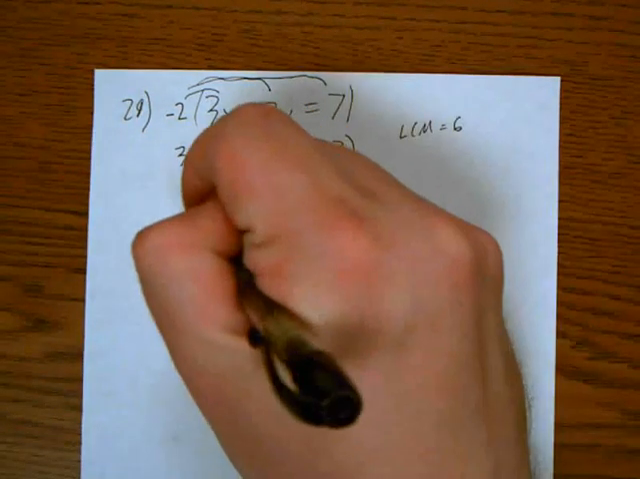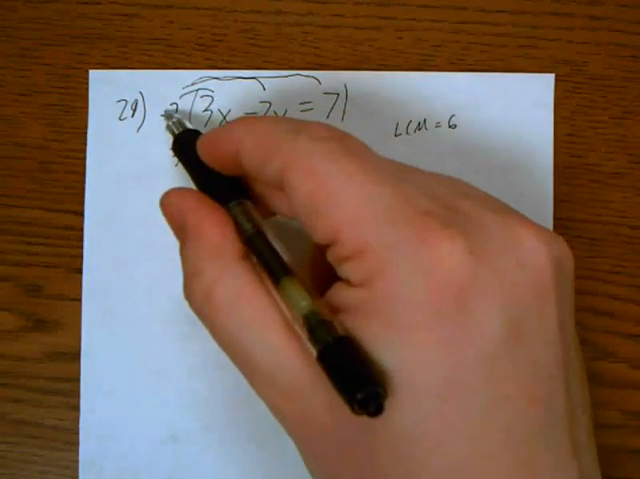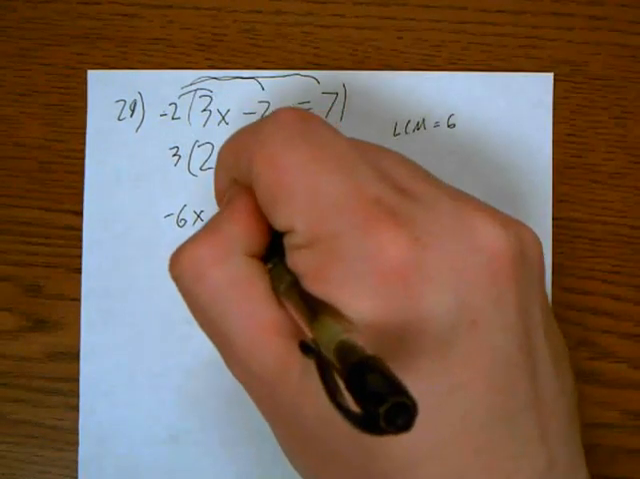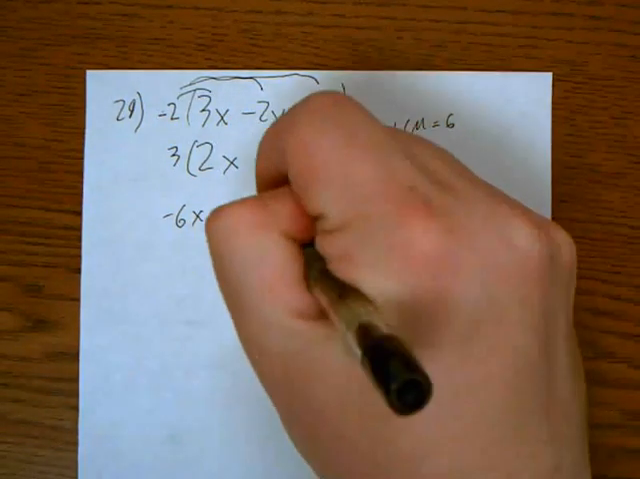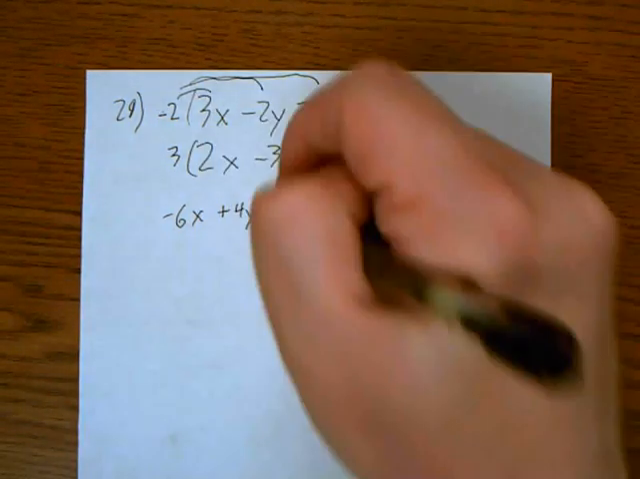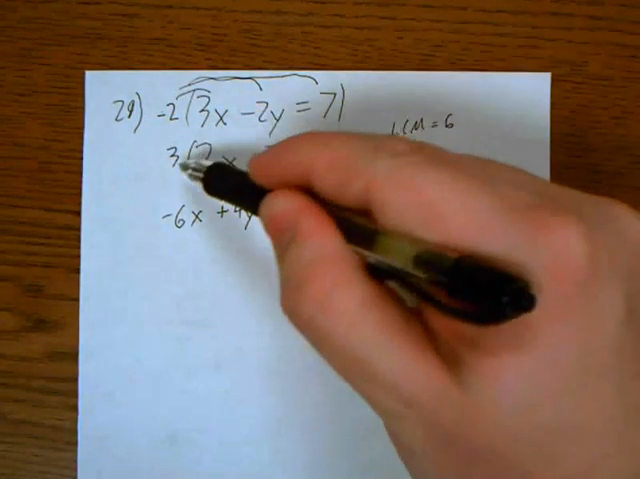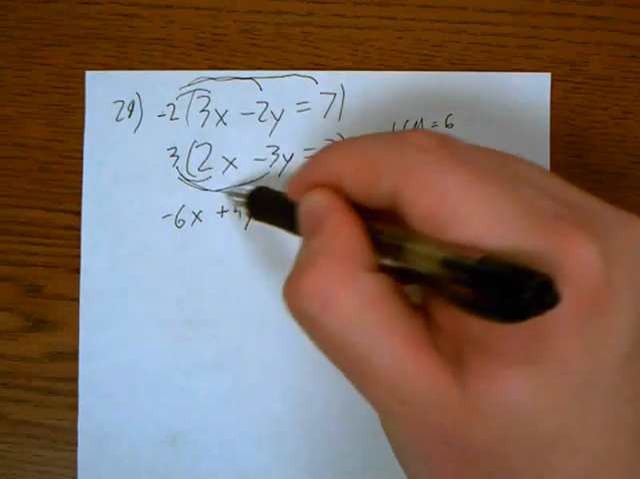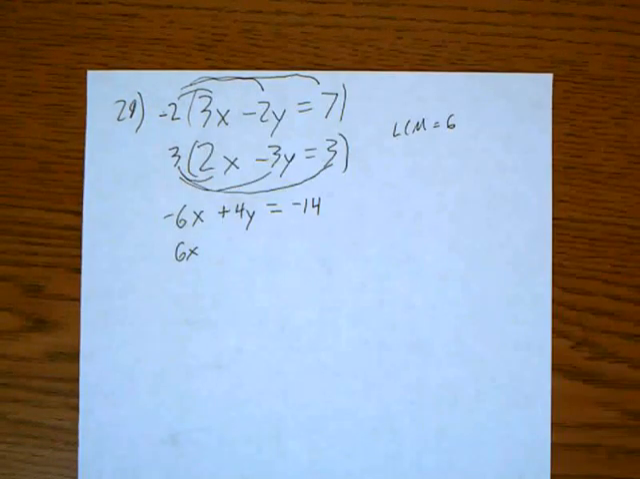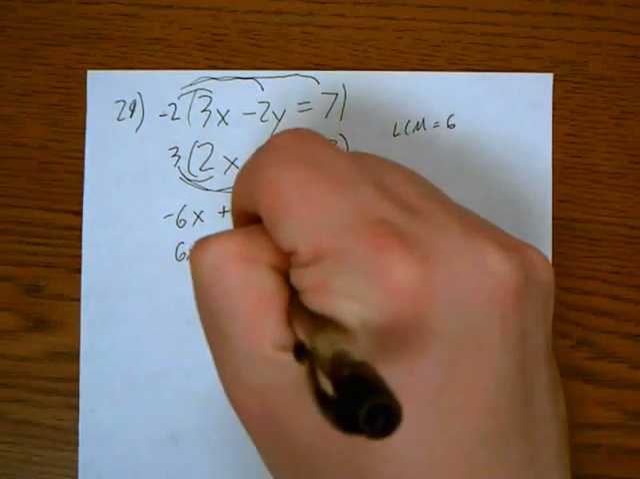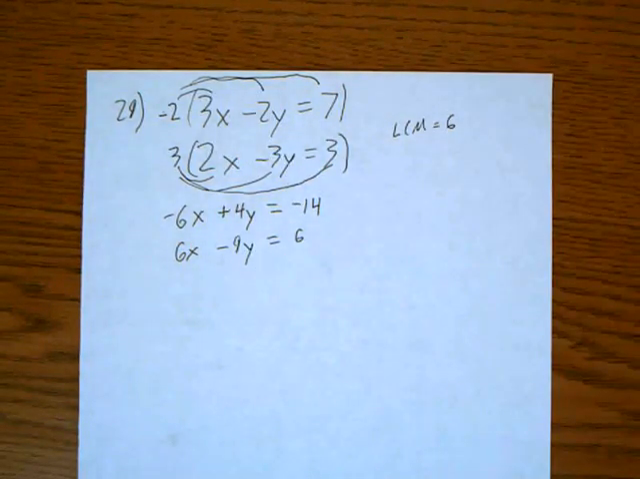So I'm going to multiply negative 2 times 3x, and I'm going to get negative 6x, minus, it's going to be a minus times a minus, so that's actually going to turn out to be positive 4y, equals negative 2 times 7, which is negative 14. Now I'm going to go through and do the same thing with the second equation. I'm going to distribute that 3 to each of my terms here. So I'm going to end up with a positive 6x this time, a negative 9y, and a positive 6.